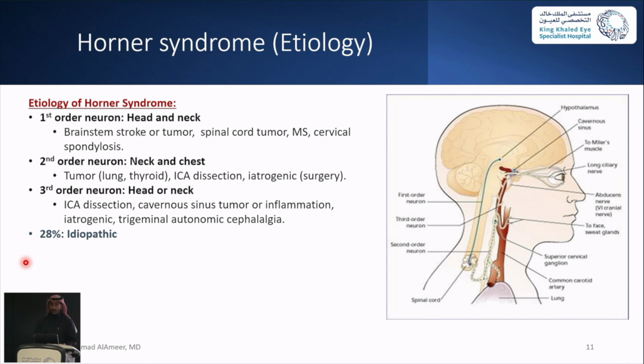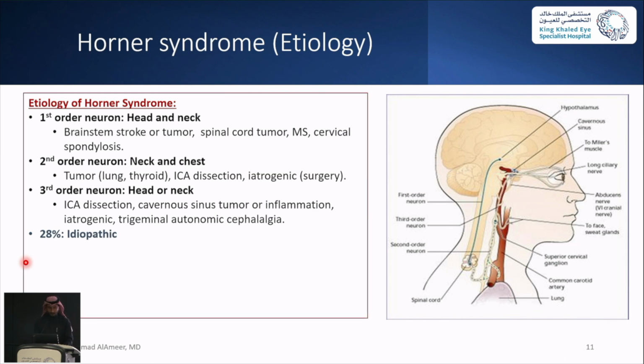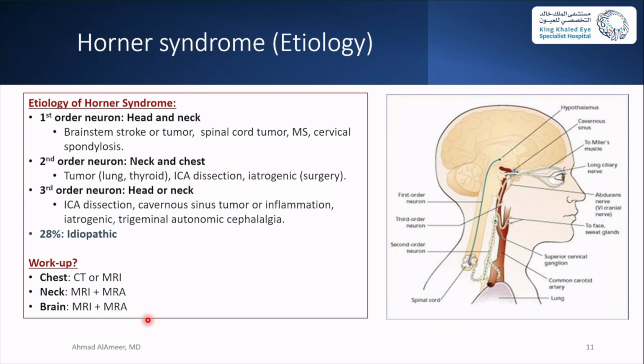Clear? So if you understand the pathway of the Horner, you will understand the workup. How would you work up the patient? You need to image the whole pathway, starting from brain, neck, and the upper chest. Okay, MRI and MR angio. Clear? Because the sympathetic pathway, you can see it's really in close proximity to the artery, especially the internal carotid artery.